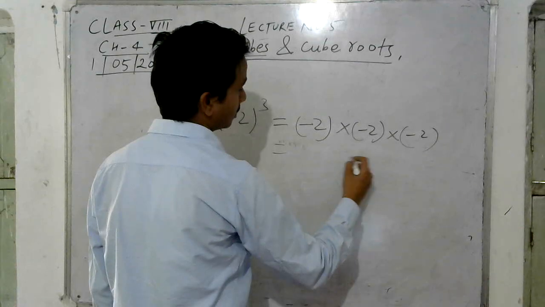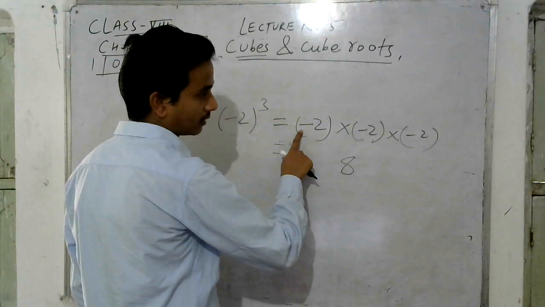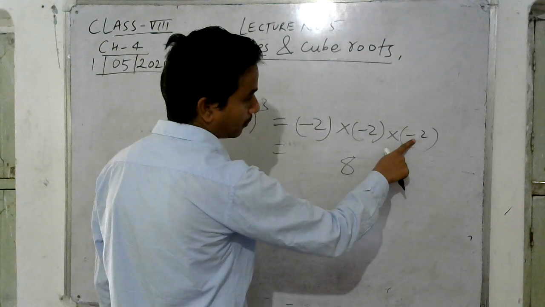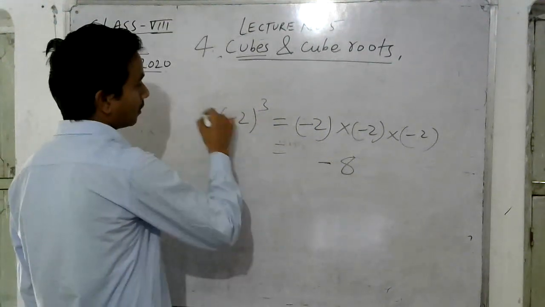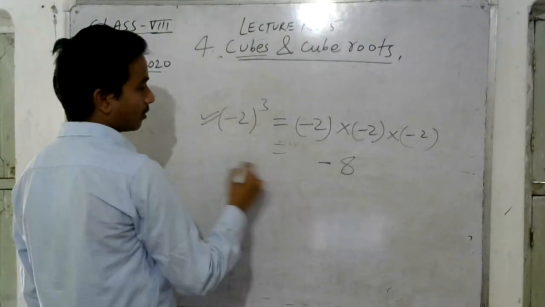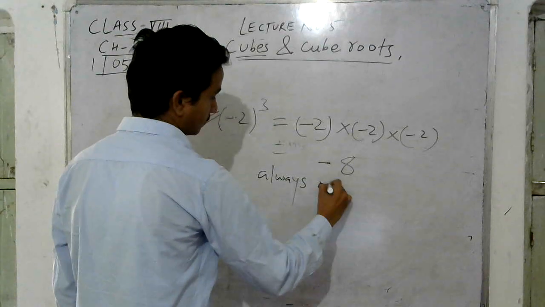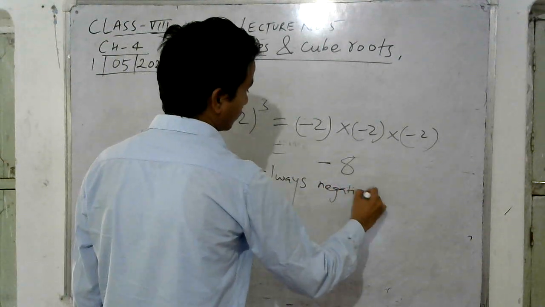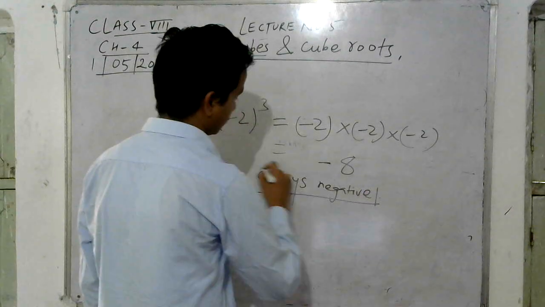2 2s are 4, 4 2s are 8. And what is the sign? Minus into minus makes positive. And again, positive into negative is negative. So the cube of a negative integer is always negative. Just keep in mind, the cube of a negative integer is always negative.